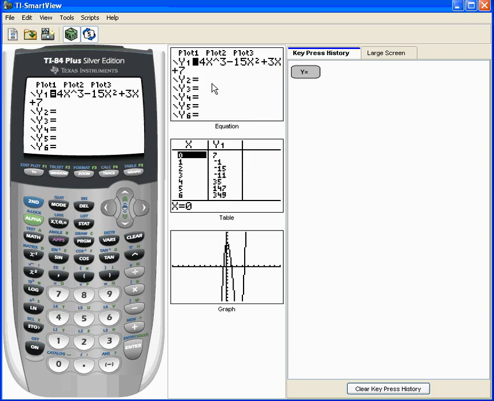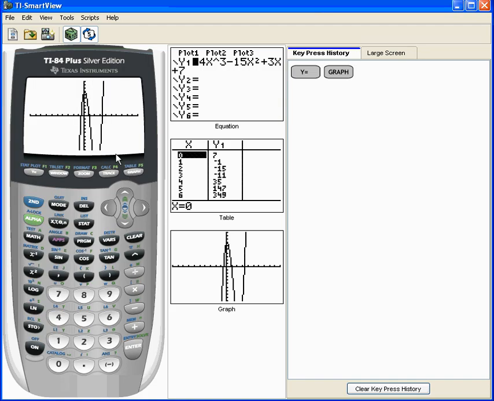You'll also notice that over here on this window it's always up there, as is a table of values and a graph that will appear in the window as it is in the calculator. So you'll see that graph when I hit graph, and you can see that because it's a third degree it has this S shape in which it crosses the graph 3 times. It can never cross more than 3 times.